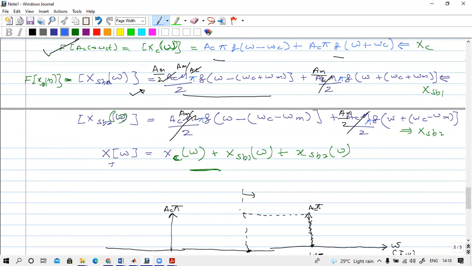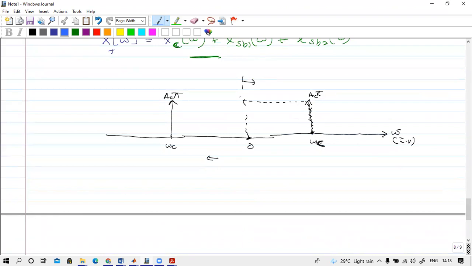So here you have delta(omega minus omega_C plus omega_M). For these terms, it is shifted to this way by omega_C plus omega_M. So if I draw this part, if I measure omega_M length from this omega_C, this point will be omega_M plus omega_C, correct?